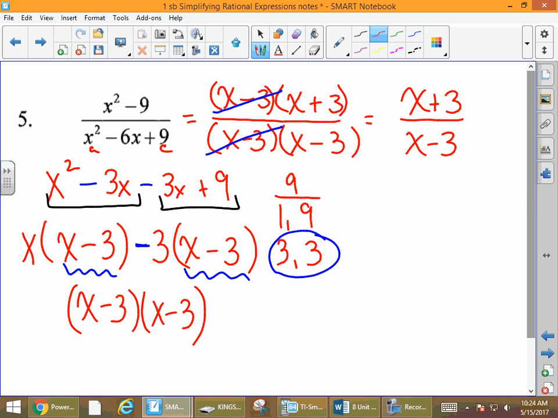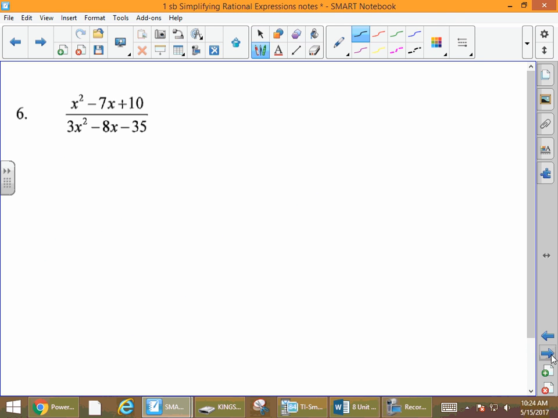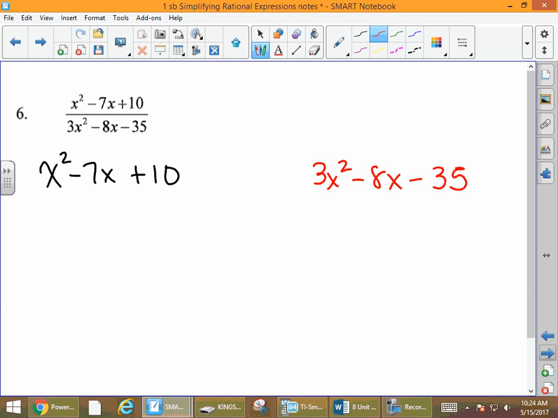As we finish, I'm really sorry, I don't think I left enough space on problem number 6. Because we need to split the middle for both of them. We're going to split the middle for x squared minus 7x plus 10. Then we're going to split the middle for 3x squared minus 8x minus 35. We need to split the middle for both.